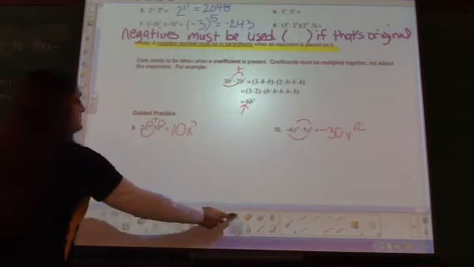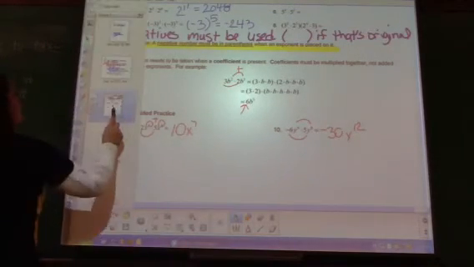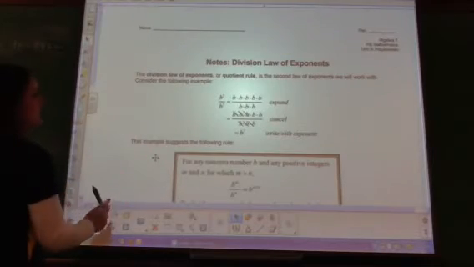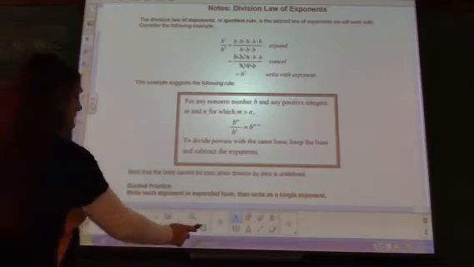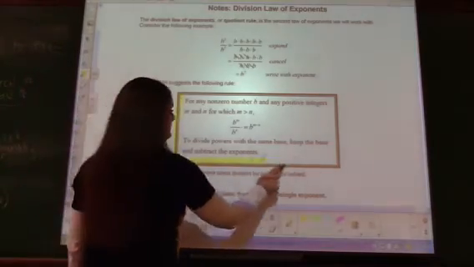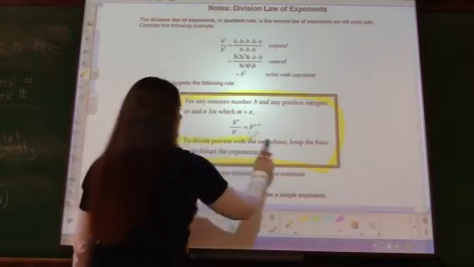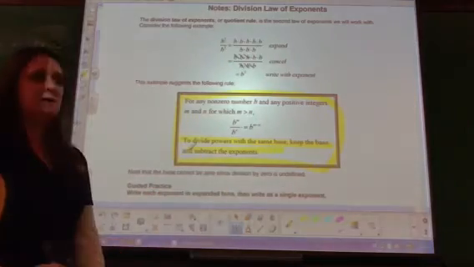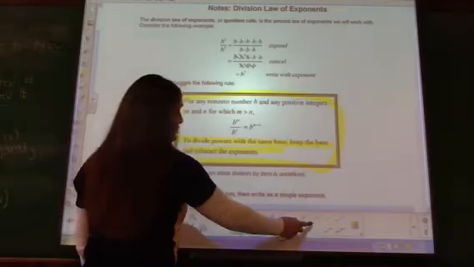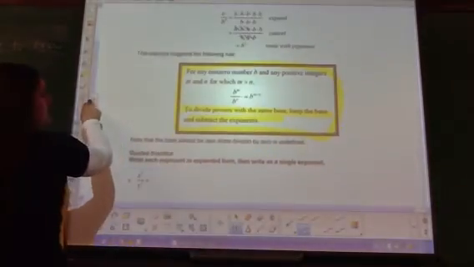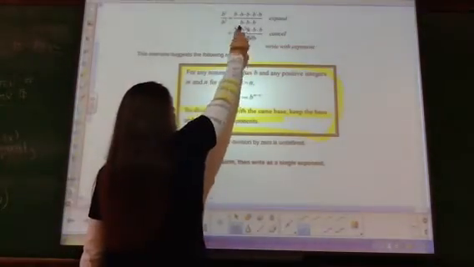So that's our basic multiplication of exponents. The division is going to work very much the same way, only instead of adding exponents, we're going to subtract. So right here, we have the same base, we're going to subtract exponents. It's extremely important to write out each of these so that we can see where these cancel off.